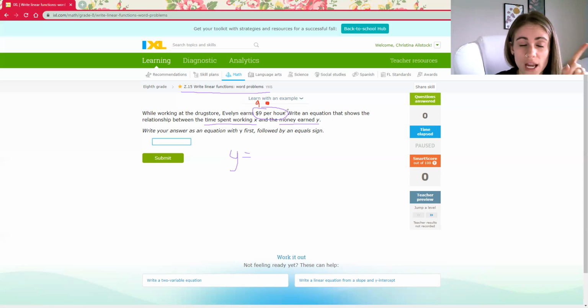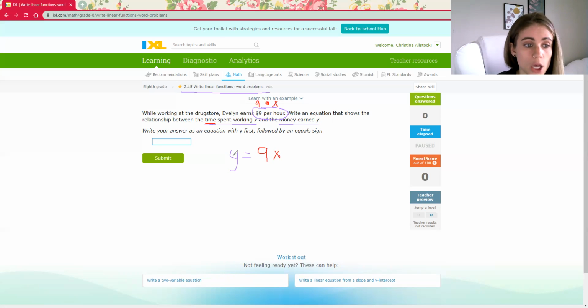Well, the second thing I underlined was that our variable X represents the time. So that represents the hour she works. So $9 per hour, 9 times X. Y equals 9X. Now we're going to read that through a third time just so we can make sure that our equation is correct and we didn't miss anything.